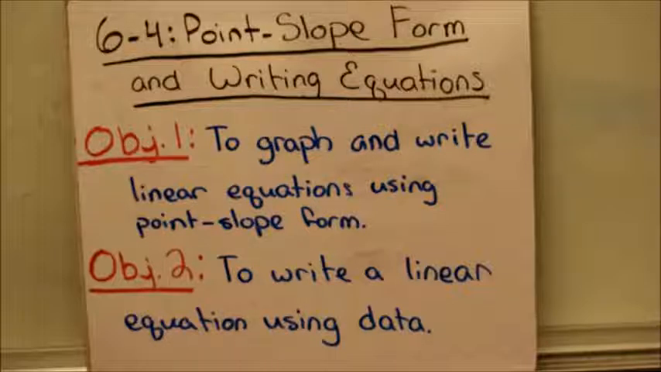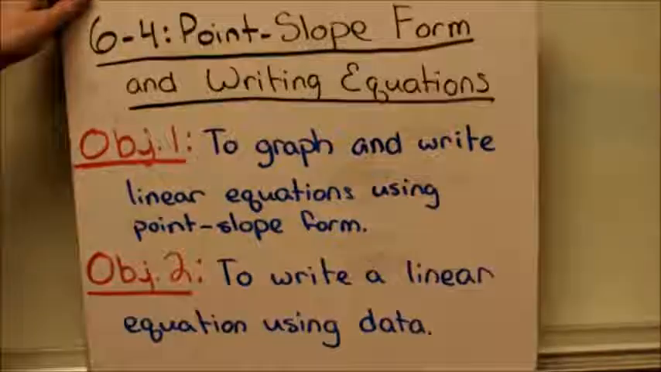And 6-4 gets into our third form of how to write a linear equation, and this is point-slope form. So we have two different objectives today. Our first objective is to graph and write linear equations using point-slope form, how to use this form, how to graph and write equations using this form. And our second objective is to write a linear equation using data.